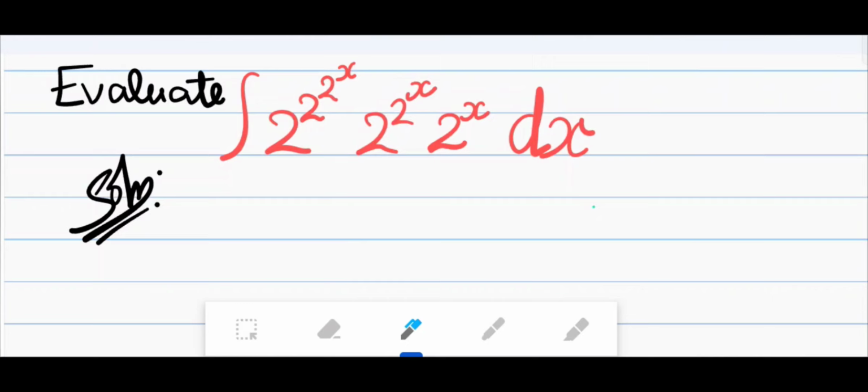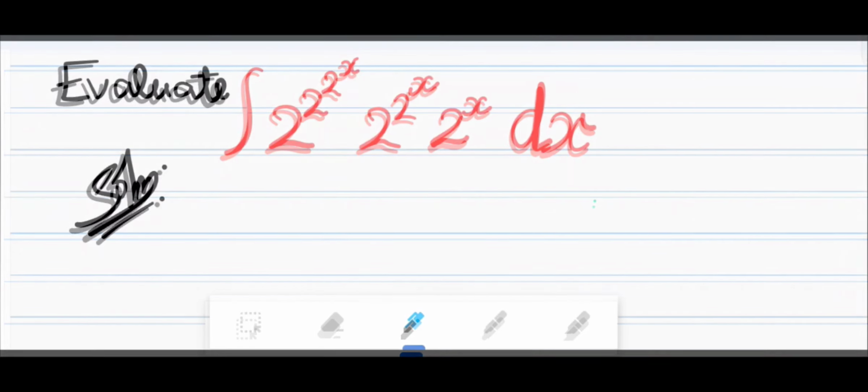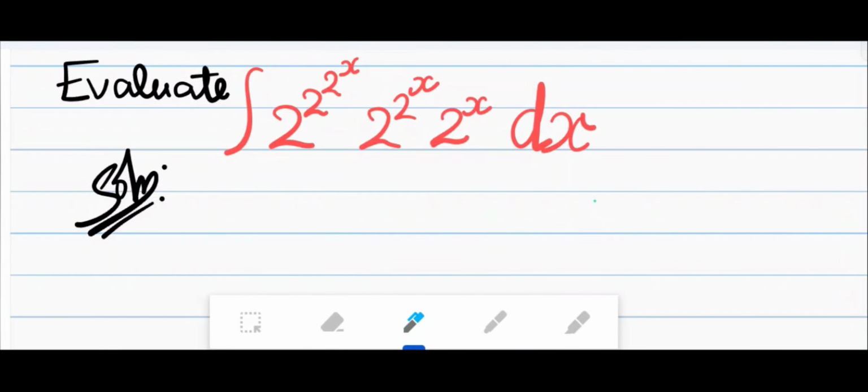So this is basically an integral problem. Looks quite complicated, but don't worry, we'll get around with that. Right? So to get started, let us look at the function of what we have to find the integral of.